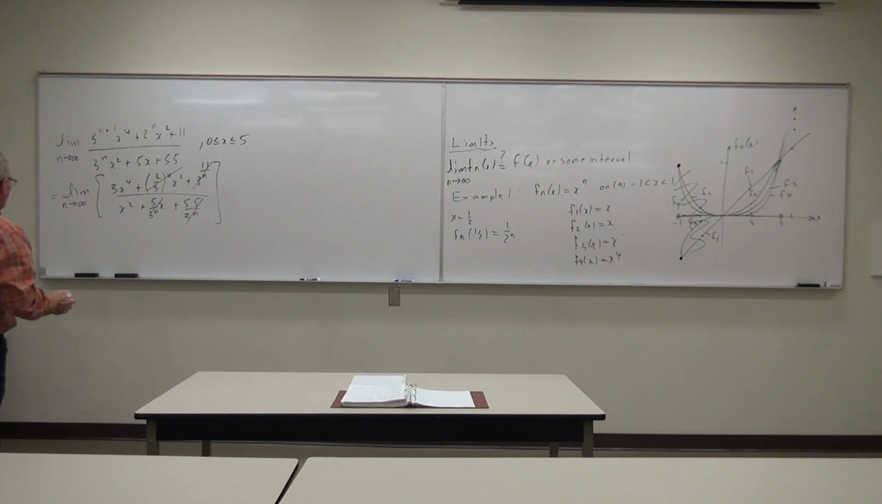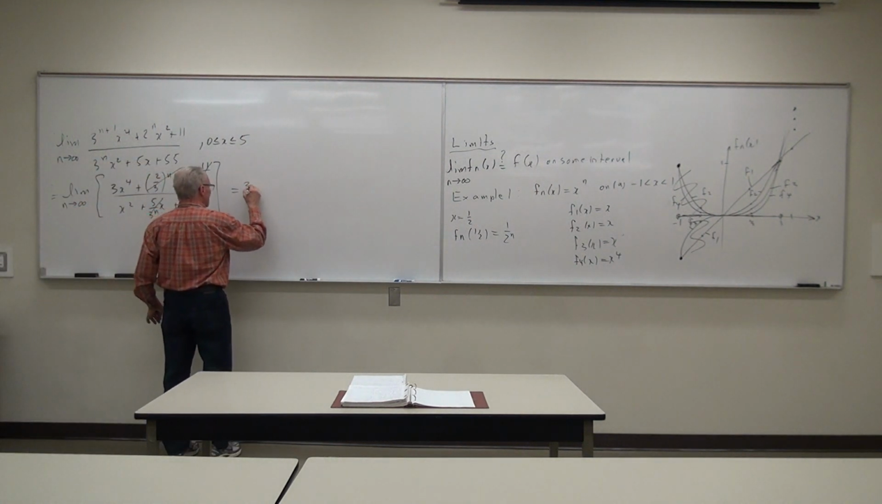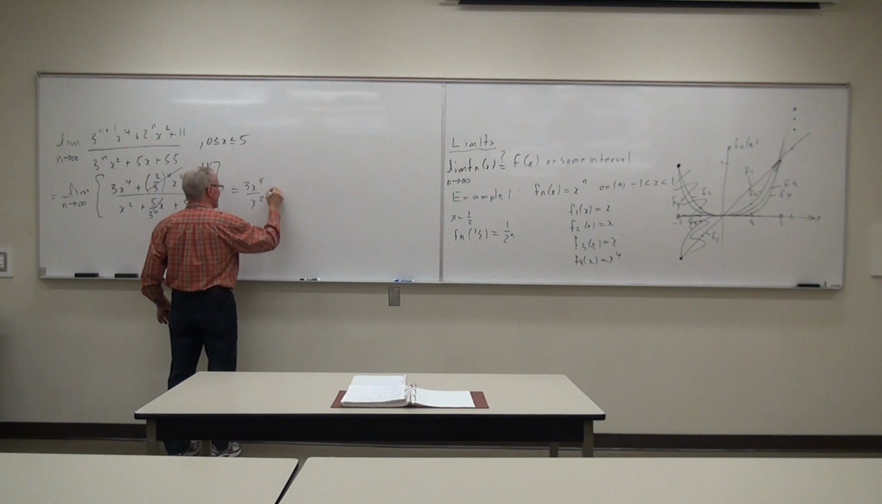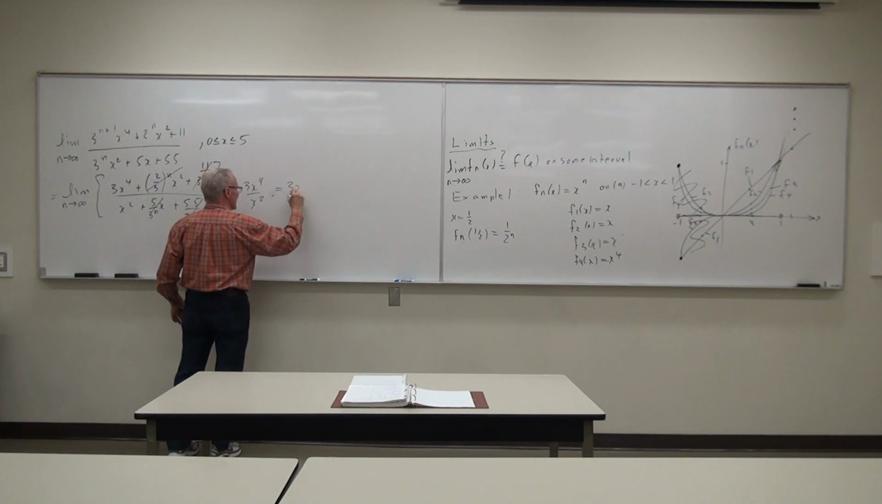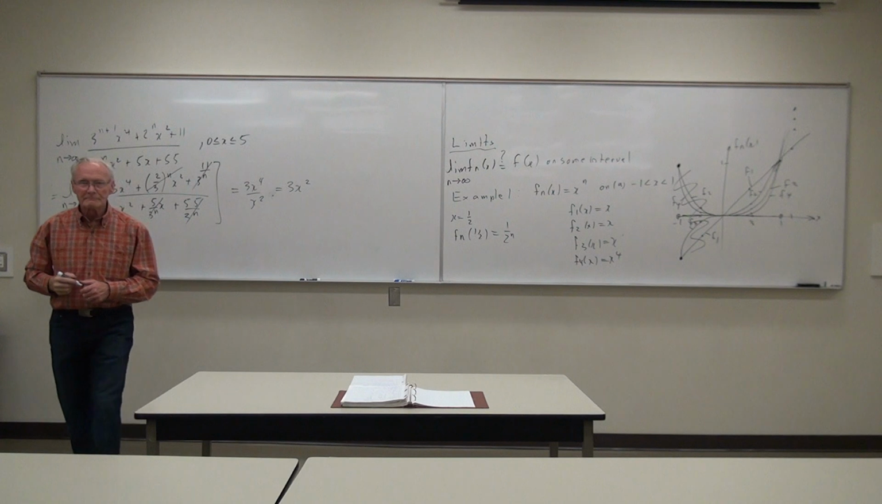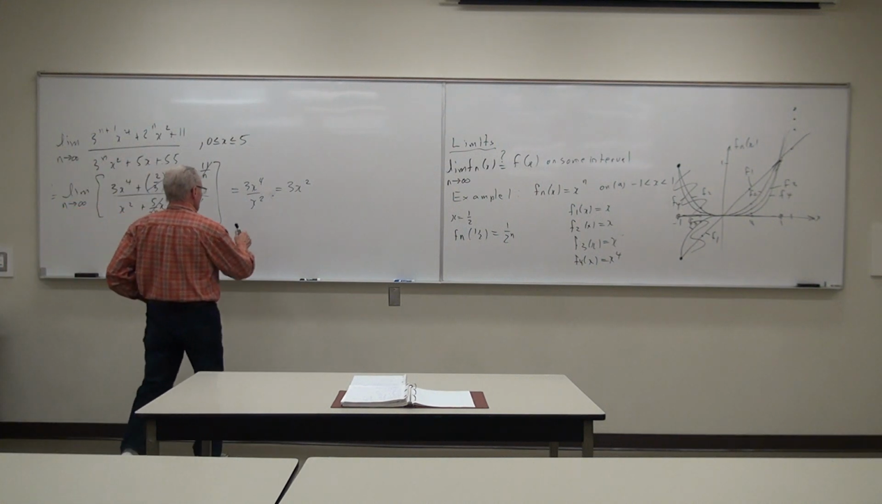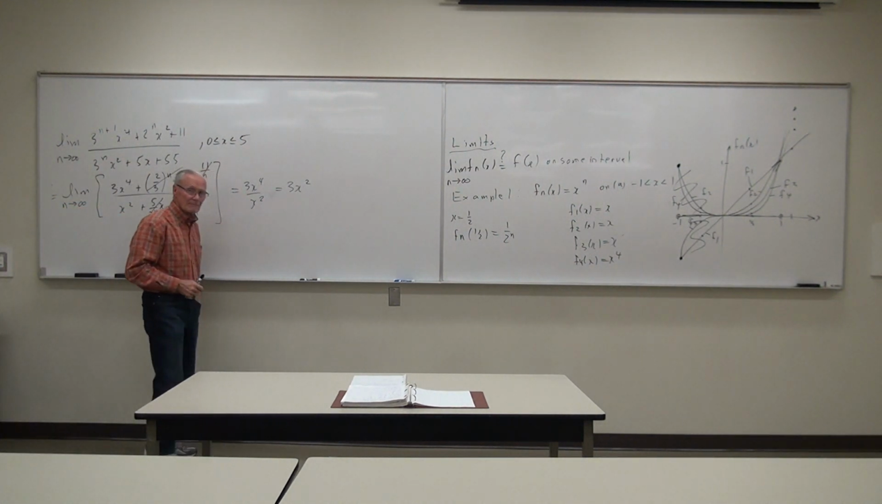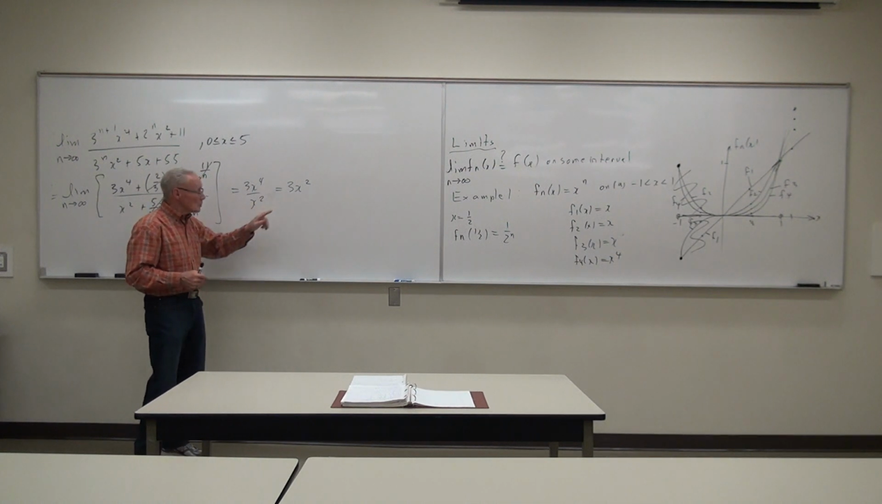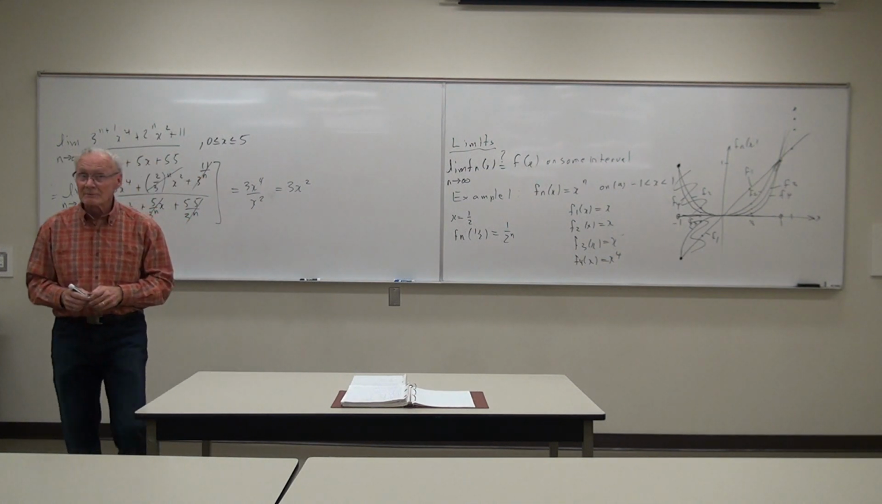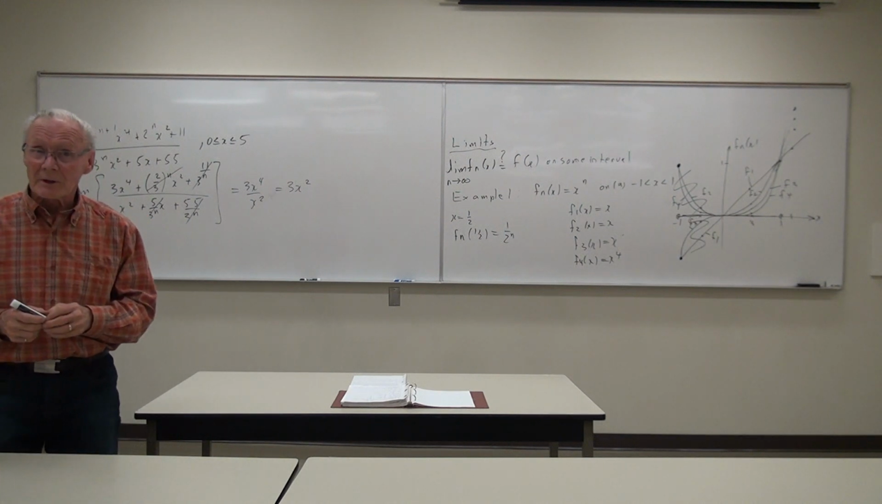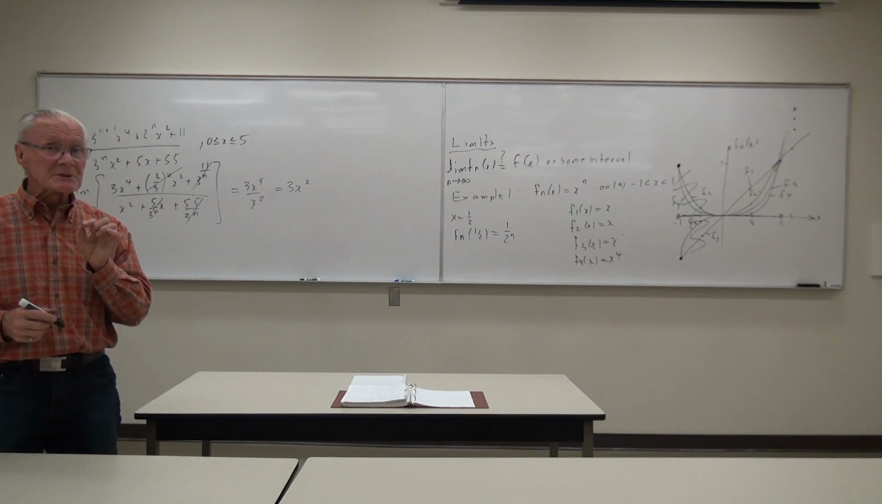You say, ha! I have 3x to the 4th over x squared. The answer then is 3x squared. And you blew it. If that's your final answer, you're wrong. And the key is, what did you do in going from here to here? In going from here to here, you canceled x squareds. You divided the top and bottom by x squared. You can't do that if x is 0.